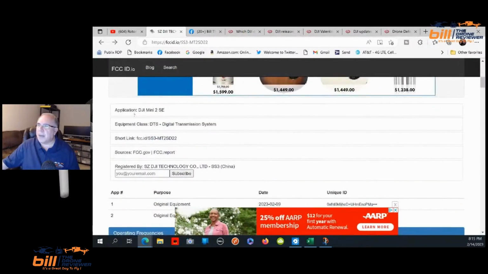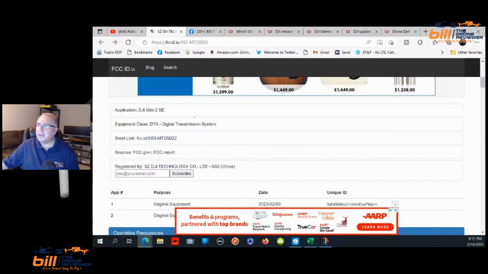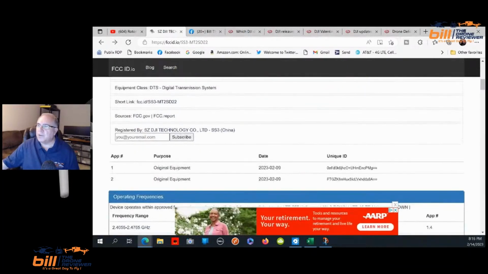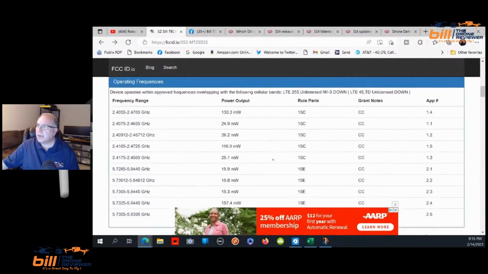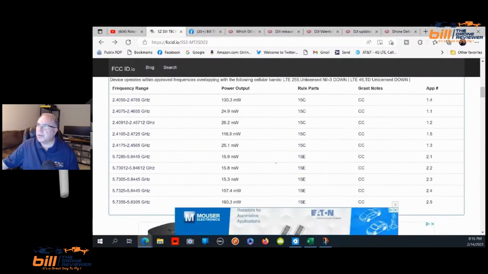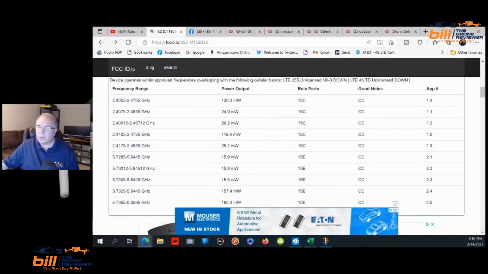And here it's the application's DJI Mini 2 SE, DTS digital transmission system. Here's a short link to it. Registered by. Now there's two applications here. And the first thing you're going to come across is the frequency range. And this is what the FCC has tested this for. All these frequencies, the power output, the rules that apply to it, grant notes, and so on.